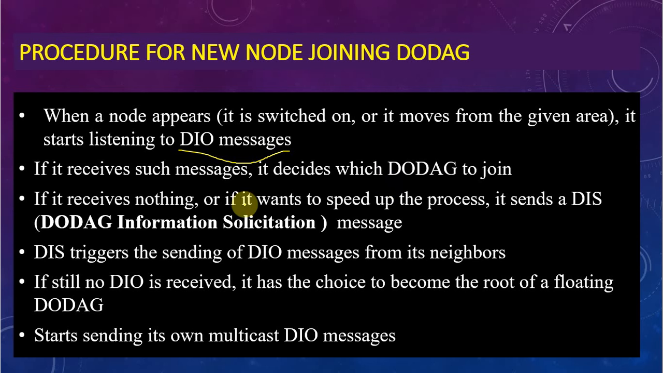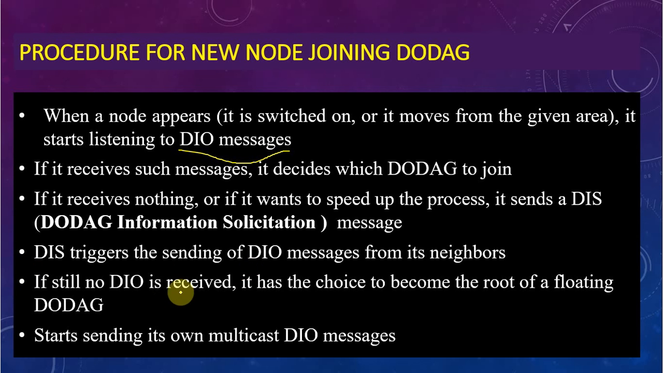If it receives nothing, or if it wants to speed up the process, it sends a DIS message. That is, it is listening for DIO messages but none has been received, or no DODAG is present in that area. So it will send a DIS message. DIS basically says that I need a DODAG, that is, I want to join one. DIS triggers the sending of DIO messages from its neighbors. So due to this DIS message, the neighbors will send the information about the parent or the DODAG.